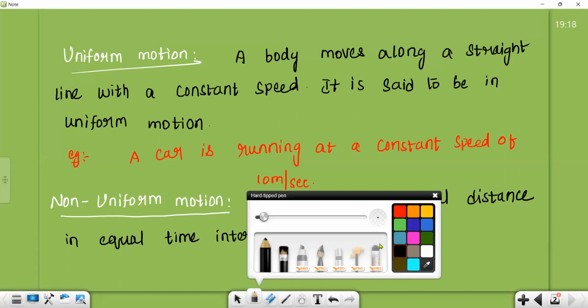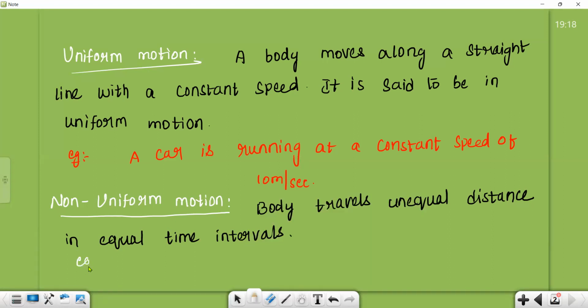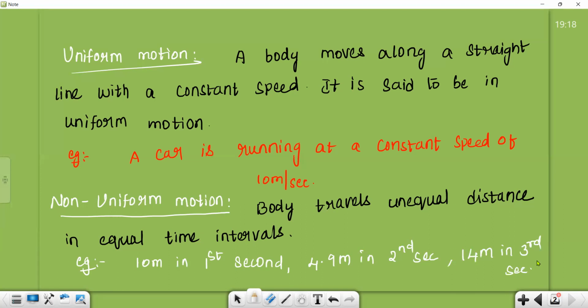Like an example, what we can consider. It traveled 10 meters in the first second, and then 4.9 meters in the second second. So you can write any example. Next, 14 meters in the third second. So this is an example of non-uniform motion.